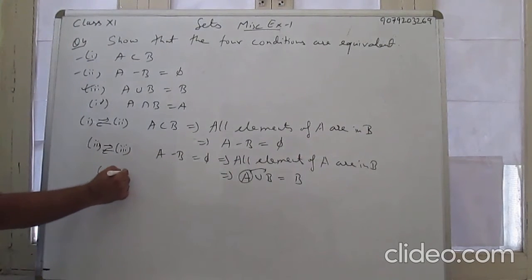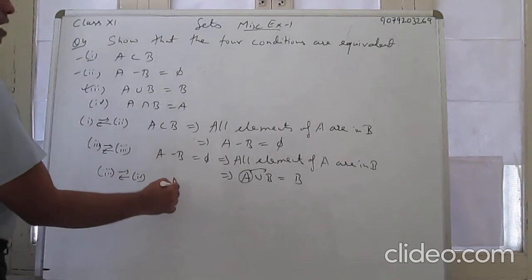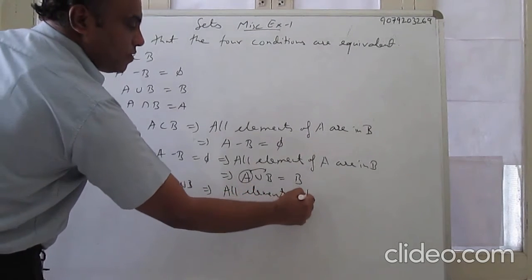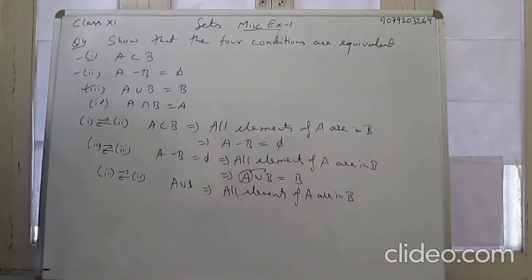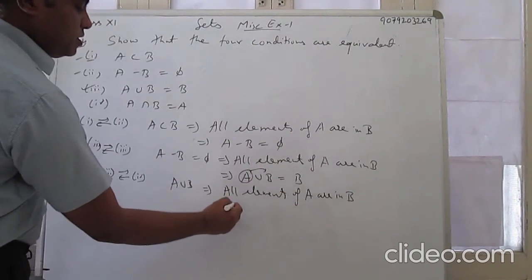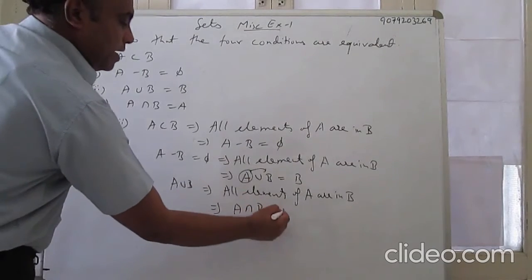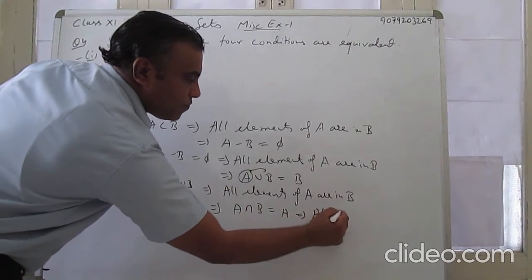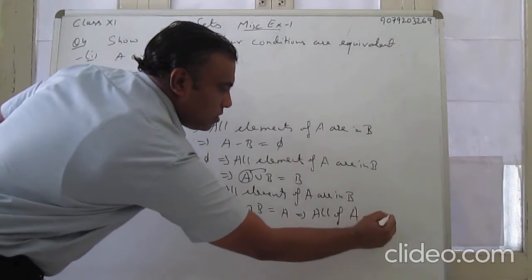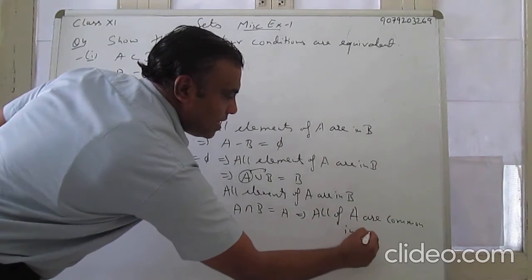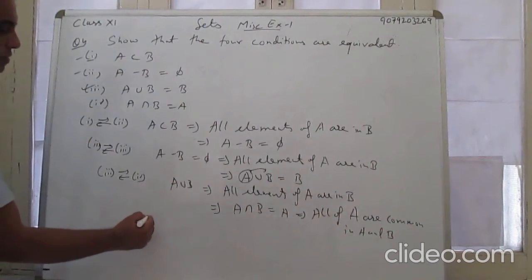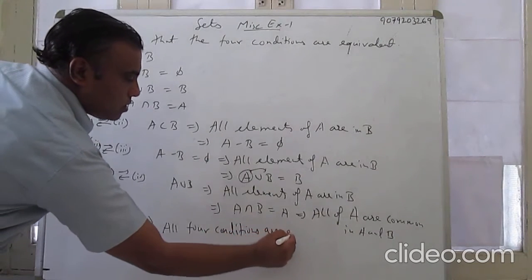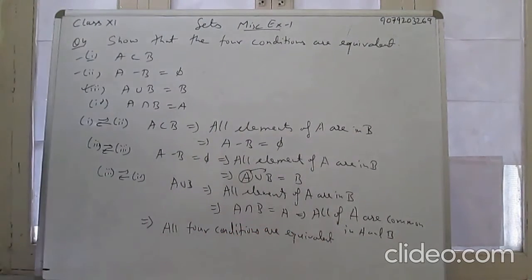Now third and fourth. A union B is equal to B implies all elements of A are in B. It means A intersection B is equal to A. It means all elements of A are common in A and B. This implies all four conditions are equivalent.